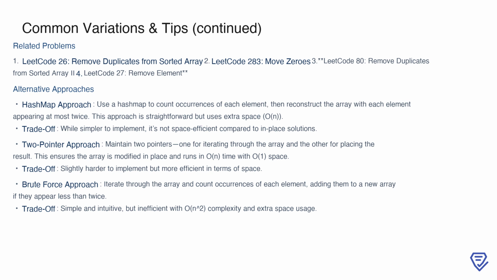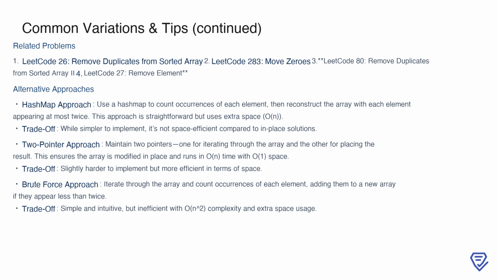A more optimal method is the two-pointer approach. By maintaining two pointers, one for iterating through the array and another for placing the result, you can modify the array in place. This runs in O(n) time and uses O(1) space, though it may take more effort to implement.